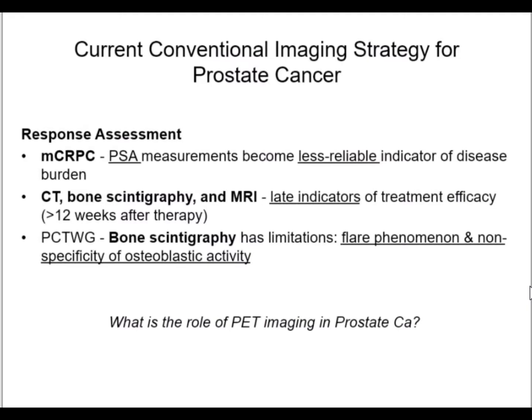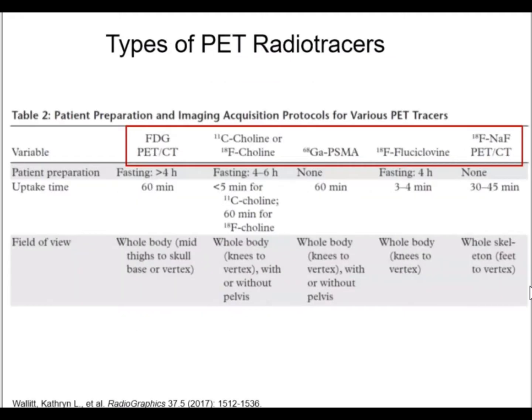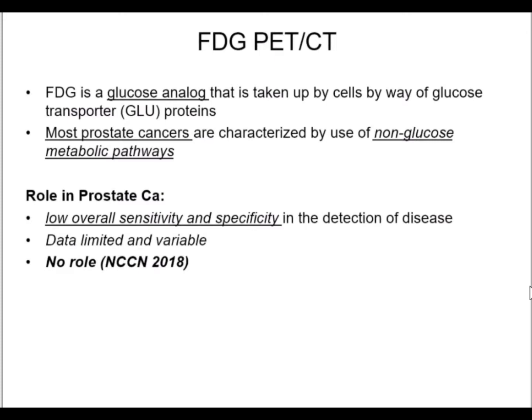Now that, of course, we know there are limitations to conventional imaging, what is the role of PET scan in prostate cancer? Now, there are several PET tracers available in the market. We have the conventional FDG PET that is being used for many solid tumors, and then we have the choline PET that is still currently in use in many centers, but is slowly being replaced by PSMA PET. And then there's the new kid on the block, the fluciclovin PET, and then we have the sodium fluoride PET, mainly for bone imaging.